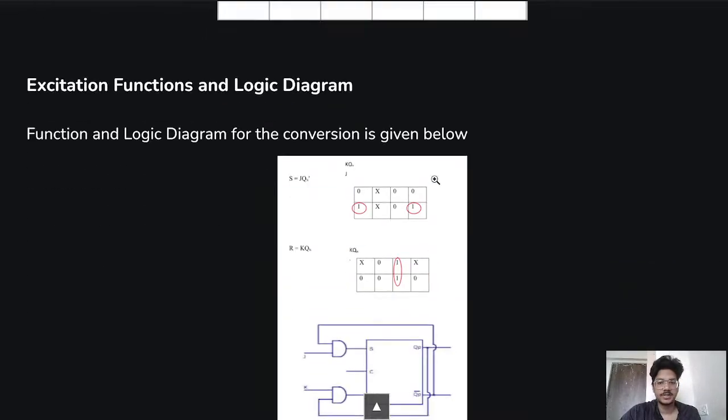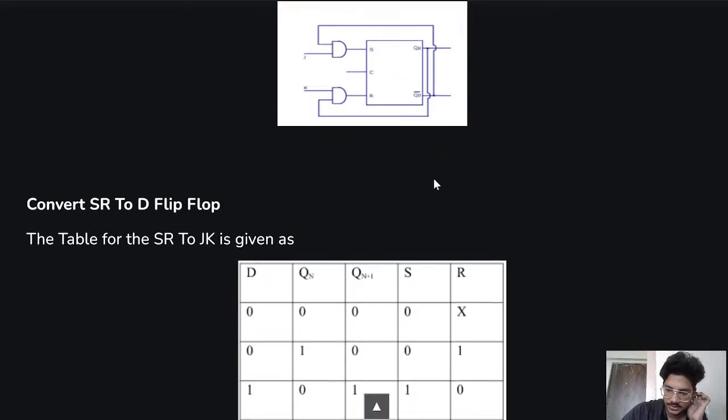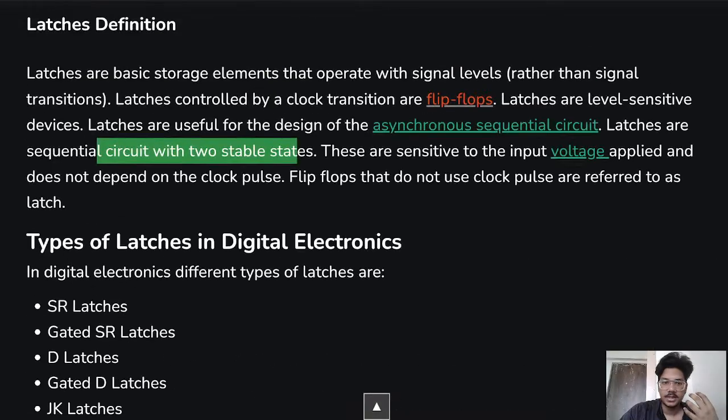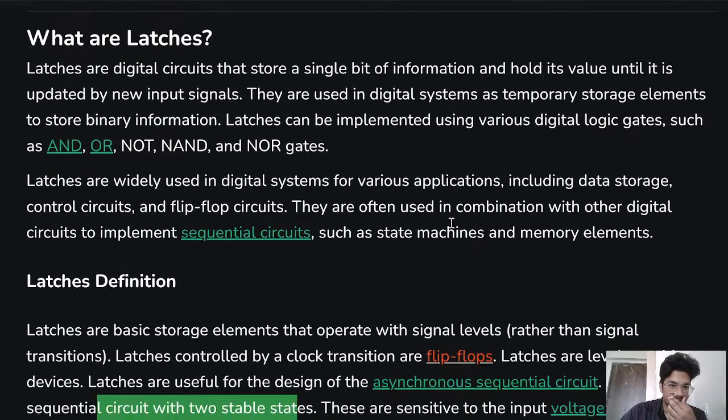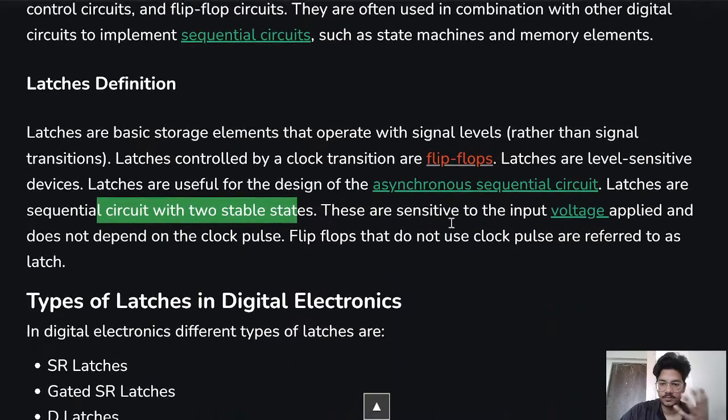Okay, so we see the difference between latches and flip-flops. So the question: what is a latch? A latch is a digital electronic circuit. It provides a single bit of information until a new updated input is fed. So actually it is a memory unit, it has two stable states, and a latch is simply a flip flop without any clock pulse. It is widely used for temporary storing, and it is sensitive to the low voltage.